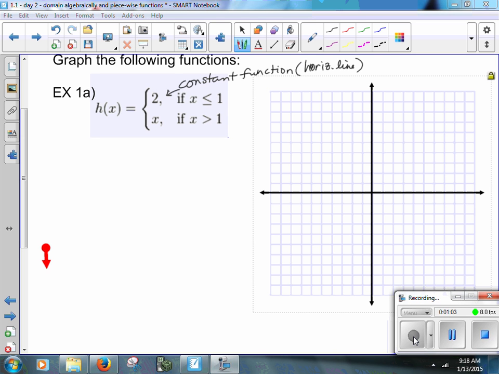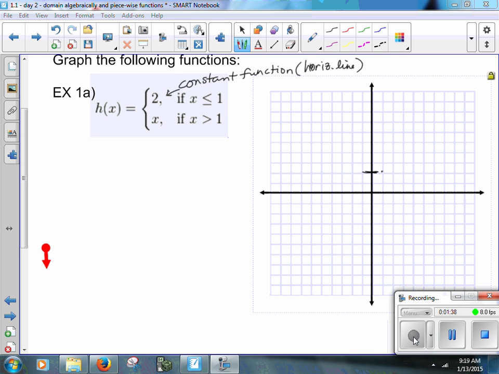Constant function. Just stay with me, Carlos. Stay with me. All right. Horizontal line. The horizontal line is only defined when x is less than or equal to 1. When x is 1, won't that horizontal line be there at 2? Yes or no? It's going to start where? It's going to start at 1, at x equals 1.